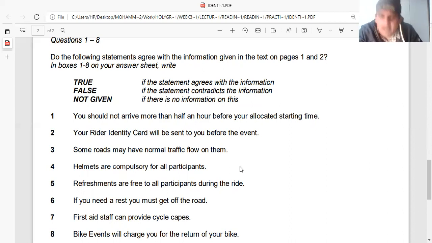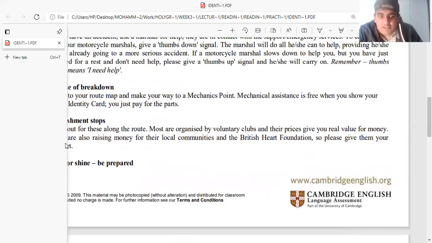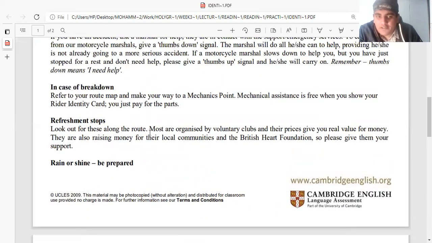Number 5, refreshments are free to all participants during the ride. Refreshment stops. Look out for these along the route. Most are organized by voluntary clubs and their prices give you real value for money. What is the meaning of real value for money? You can get these refreshments at very economical prices, at very reasonable prices, because the money that you're going to pay them for the meals, for the refreshments, they're doing charity with it.